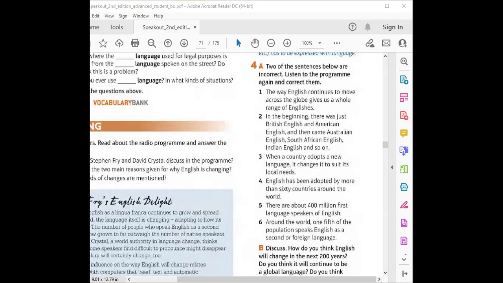Okay, so let's take them one by one. The way English continues to move across the globe gives us a whole range of Englishes. Is it correct? It's correct. Next one: in the beginning, there was just British English and American English, and then came Australian English, South African English, and Indian, and so on. It's correct as well.